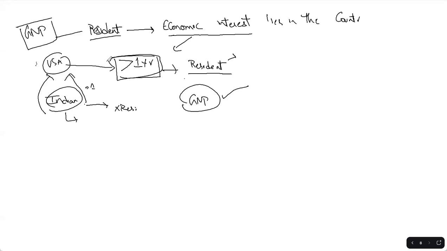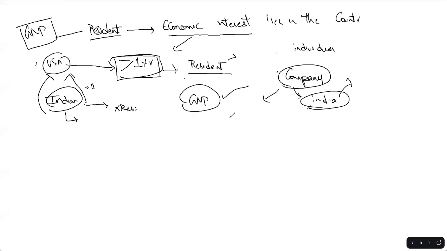Then who else will be a resident? We have just spoken about only individuals. There can also be companies. If a company is registered in India, okay, then that institution will become a legal entity. Whoever is the owner of that company, they will actually pay taxes to that country, India. It again depends on the registration process.